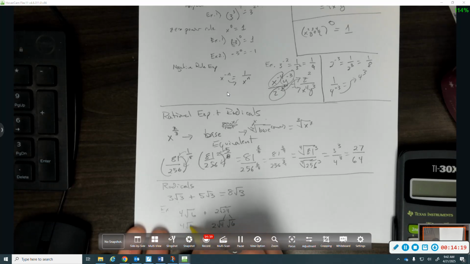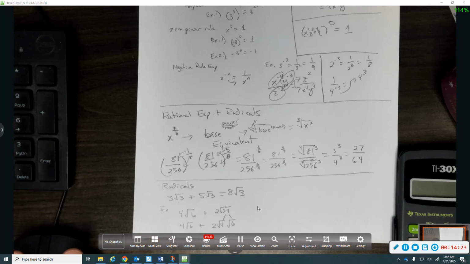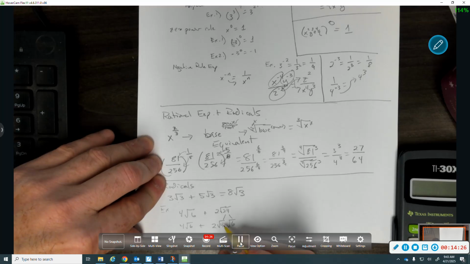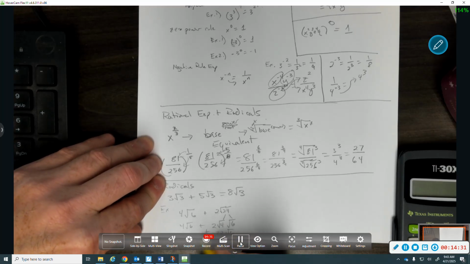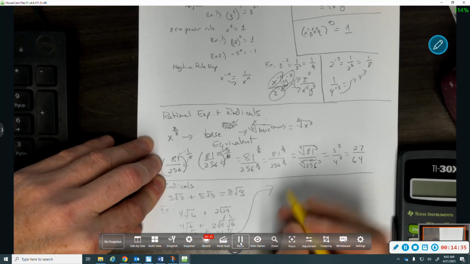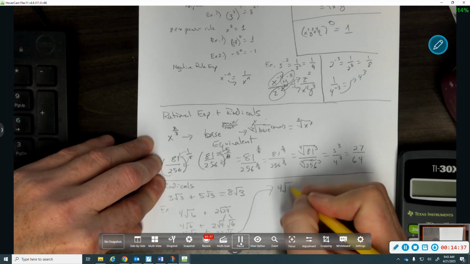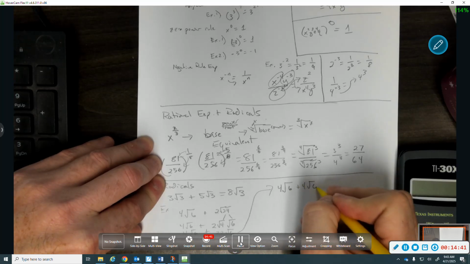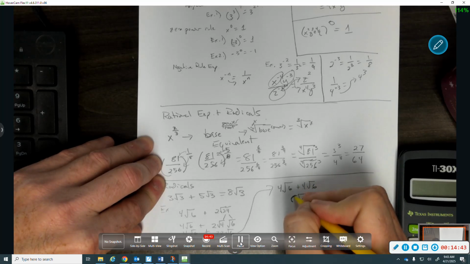Now, others will suggest that you do it a different way, but this is how I'm suggesting you do it. So to finish, we take the square root of 4. We have 2 times 2 on the square root of 6. And then we still have this 4 square roots of 6. We'll pull it all the way up here. So I have 4 square roots of 6 on the first term. Now 2 times 2 is 4 plus 4 square roots of 6, which gives us 8 square roots of 6.